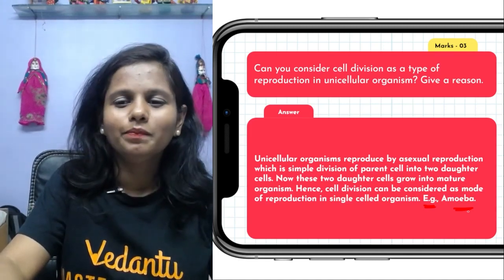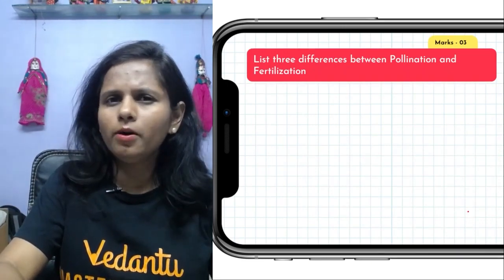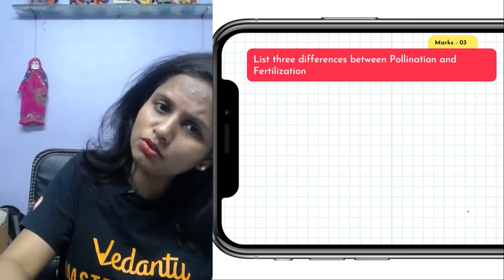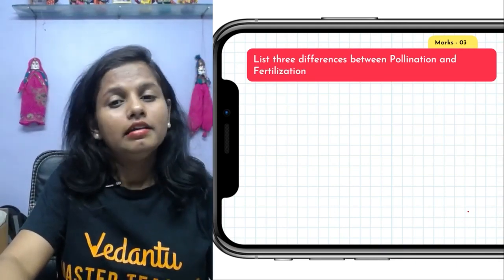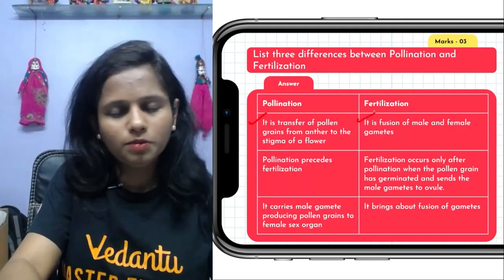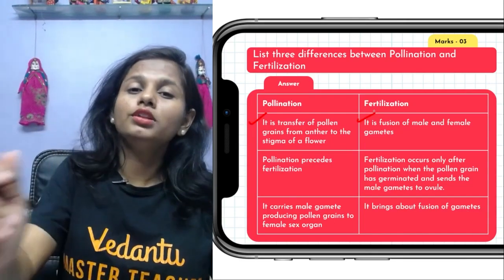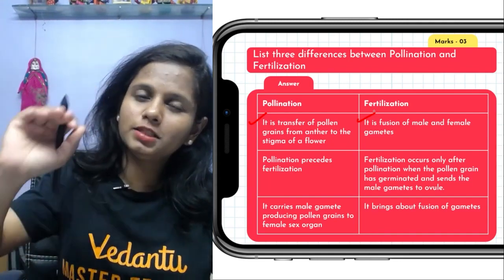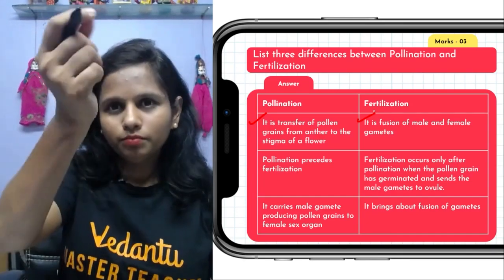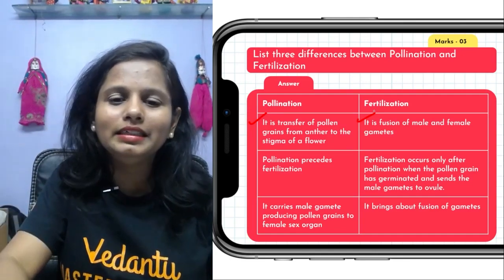Now, list 3 differences between pollination and fertilization. What is pollination? It's the transfer of pollen grains from anther to the stigma. What is fertilization? The fusion of gametes is known as fertilization. First of all, you will define pollination and fertilization. Pollination is essential for fertilization to occur. Fertilization takes place once pollination is done successfully. Once pollination is done, the pollen tube germinates, which helps the male gametes travel down right till the ovary.